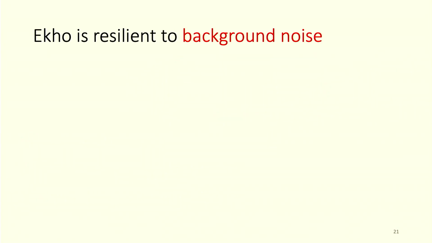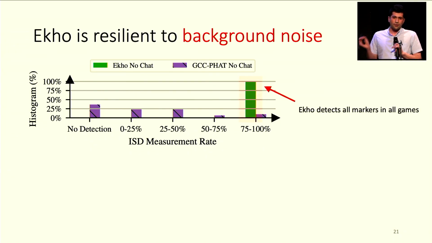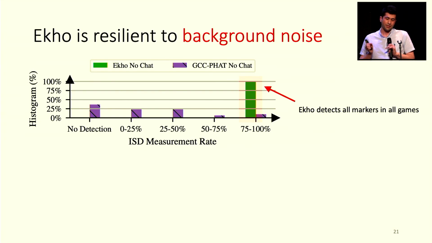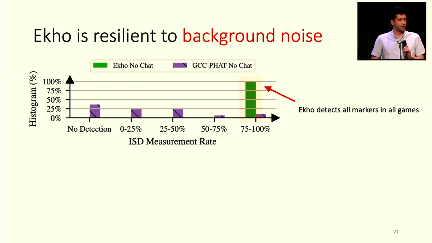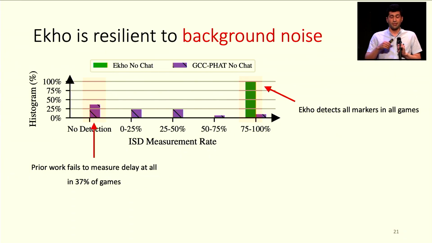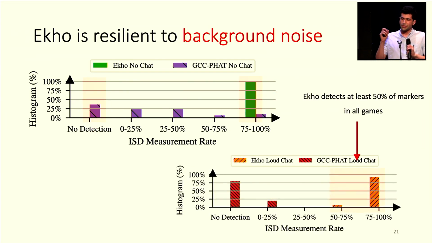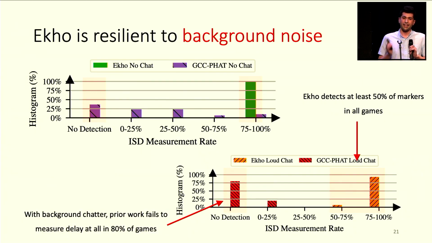Ekho is by design resilient. If we experiment without adding any background chatter, Ekho, out of all the markers that we've added, is able to measure 100% of them across the entire gaming library. Compared to prior work that uses direct cross-correlation, they cannot detect any delay in 37% of the gaming library. If we add background chatter, however, Ekho degrades a little bit. It's now able to detect half the markers in a small subset of the games. But prior work fails to detect any delay in 80% of the gaming library.